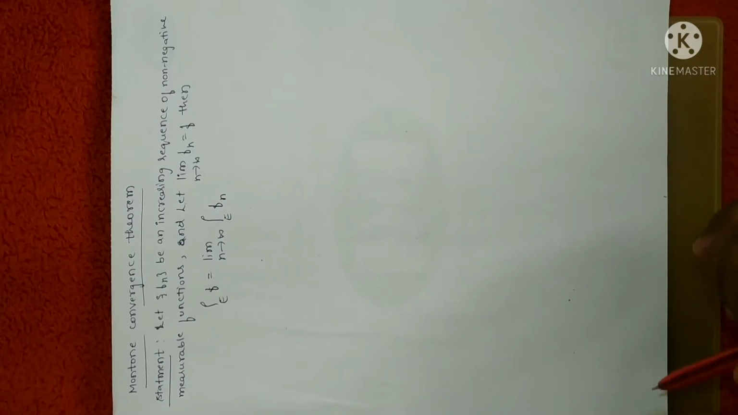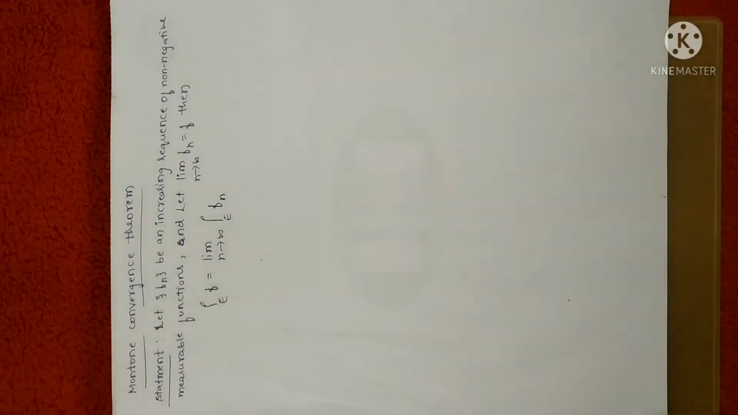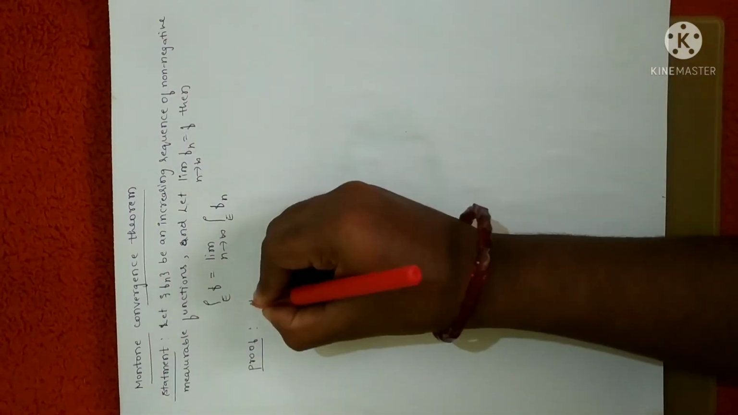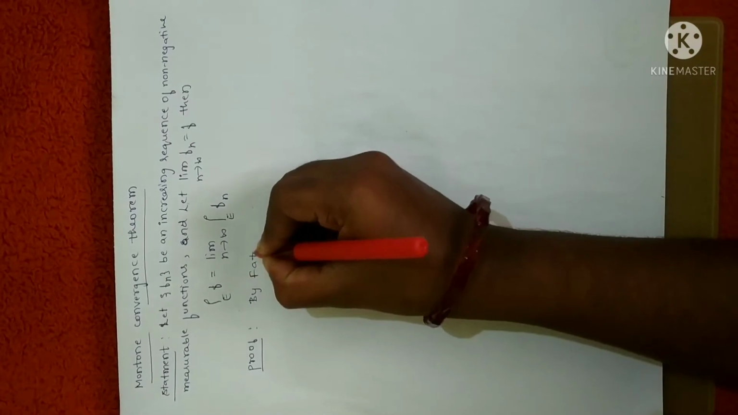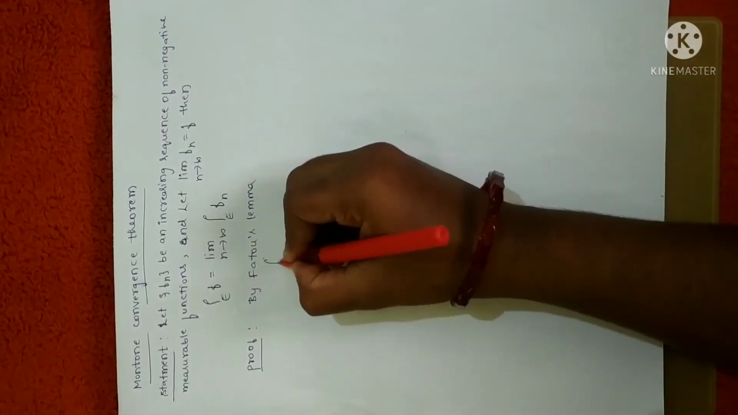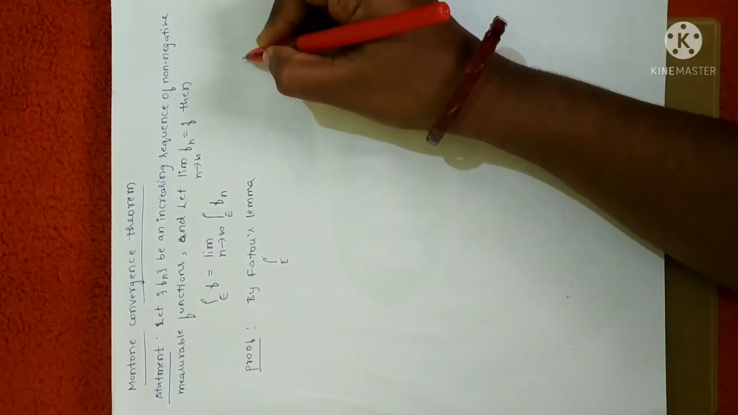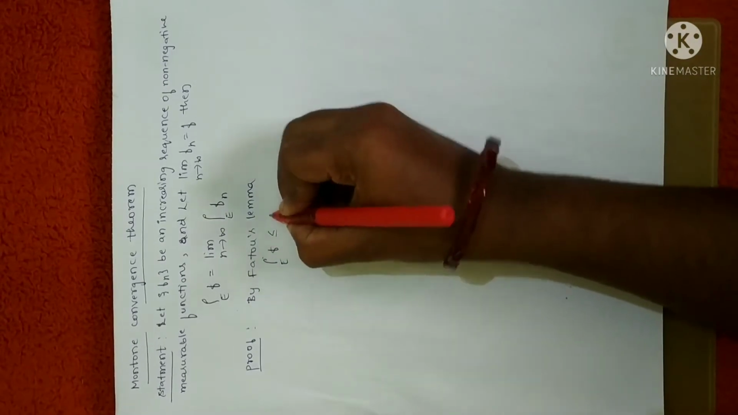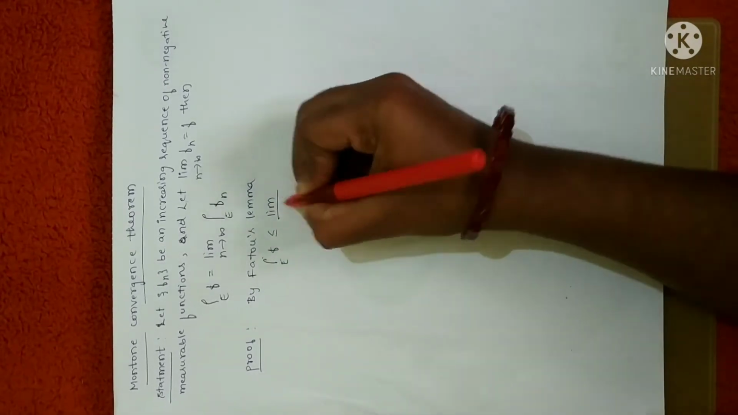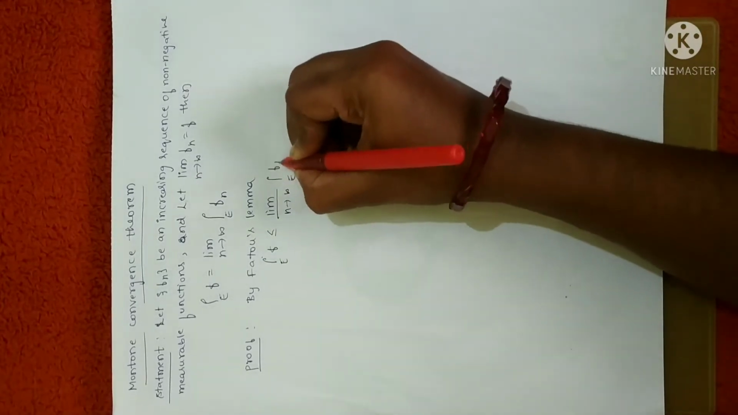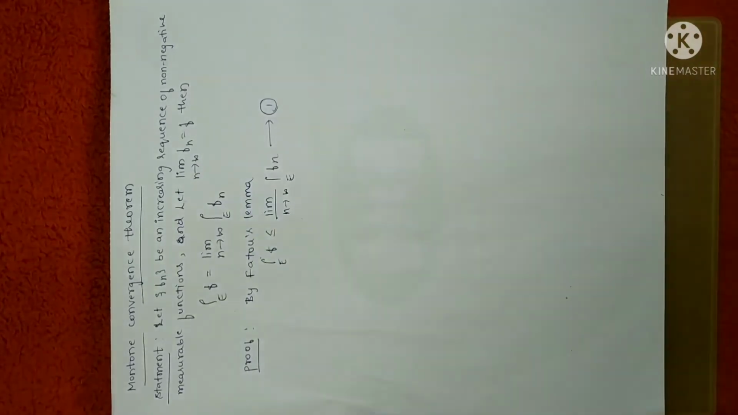Now we can prove this theorem by making use of Fatou's lemma that we have already discussed in the previous session. So for the proof, I'm going to use Fatou's lemma. What does the statement of Fatou's lemma say? You have to write the statement here again. I'm writing the mathematical form, that is, limit infimum as n tending to infinity of the integral over E of fn. This is the statement of Fatou's lemma.